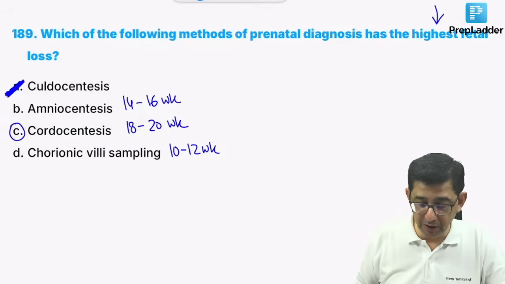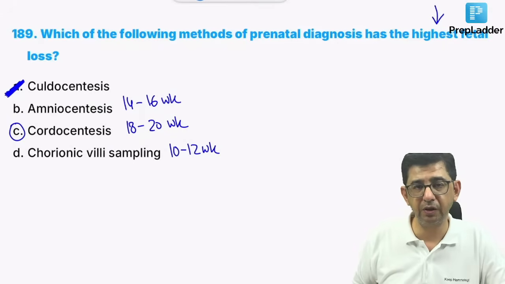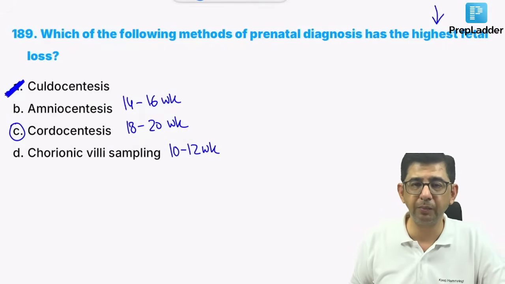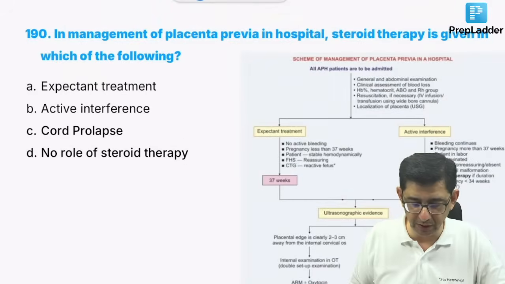Yeah, it does not say least fetal loss, it said the highest fetal loss. No, that's why the answer is not chorionic villi sampling. With chorionic villi sampling, there can be limb reduction defects occurring.